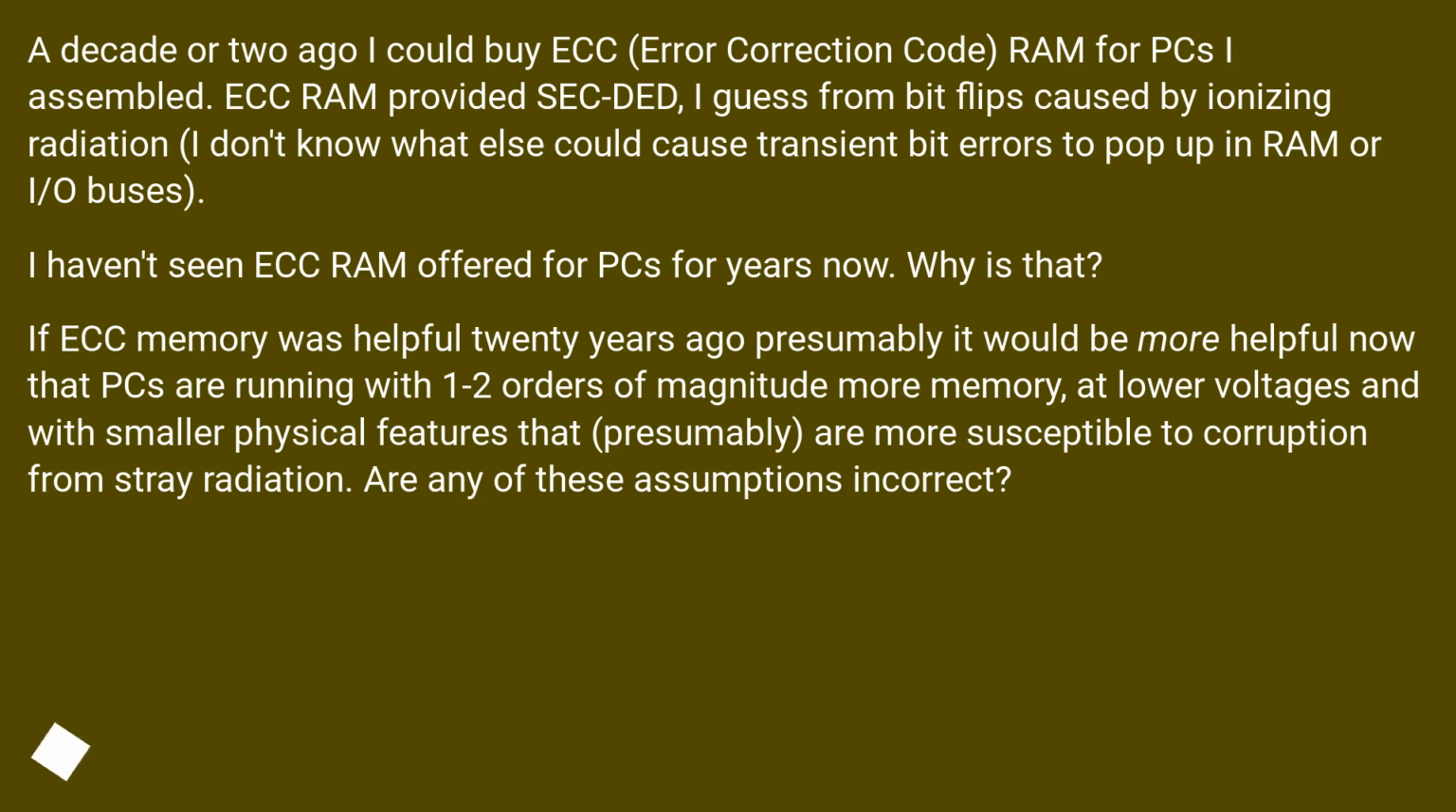Why is that? If ECC memory was helpful 20 years ago, presumably it would be more helpful now that PCs are running with 1 to 2 orders of magnitude more memory, at lower voltages and with smaller physical features that, presumably, are more susceptible to corruption from stray radiation. Are any of these assumptions incorrect?